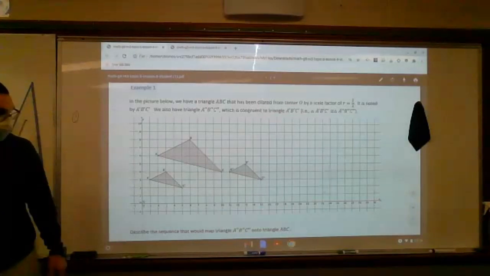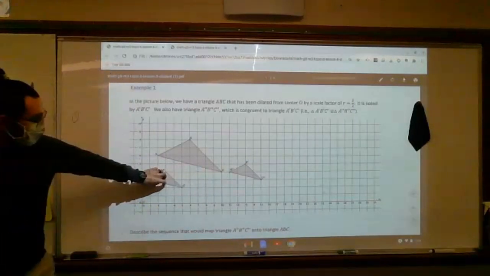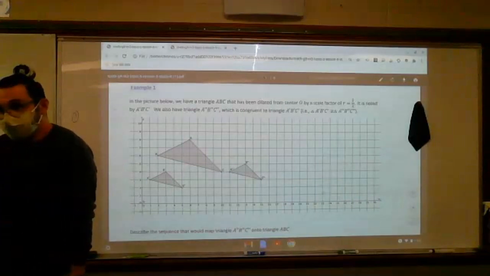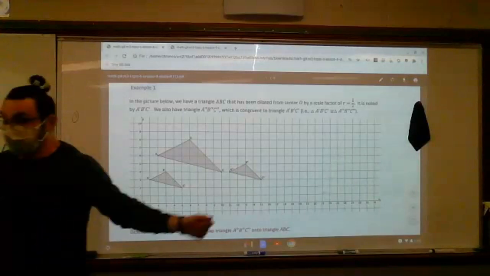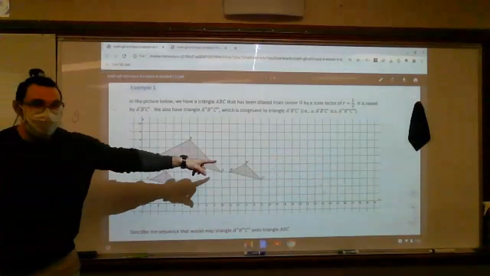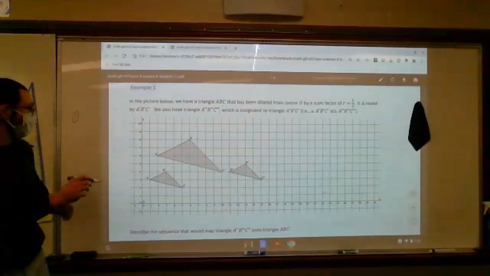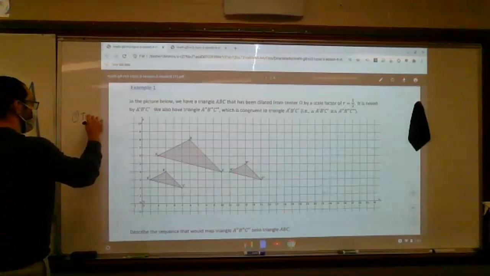We are describing the sequence. So what do I need to do first to take this guy over here? What rigid transformation? And don't make me flip upside down. Don't make me do those. We had three rigid transformations. We had a translation. We had a rotation. And we had a reflection. What do I need to do to get this guy to this guy? Ava. A translation. Because translate means slide. So we are going to translate.